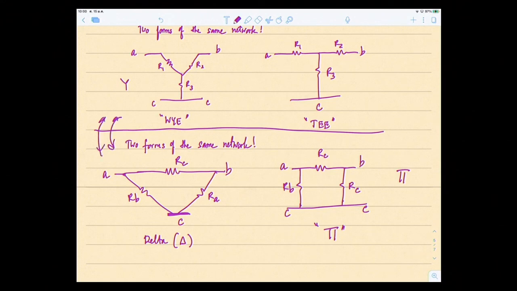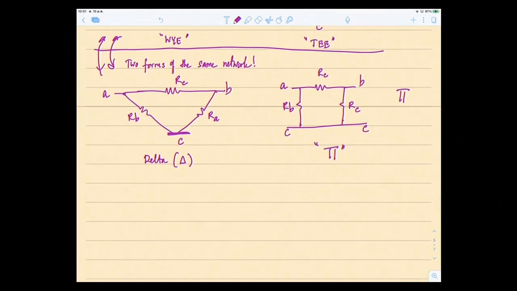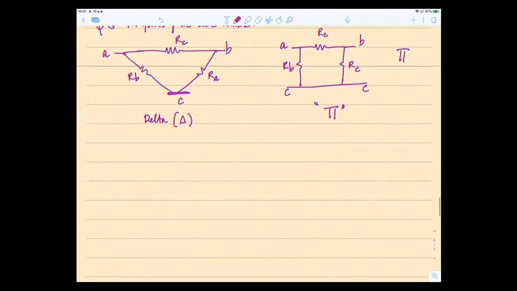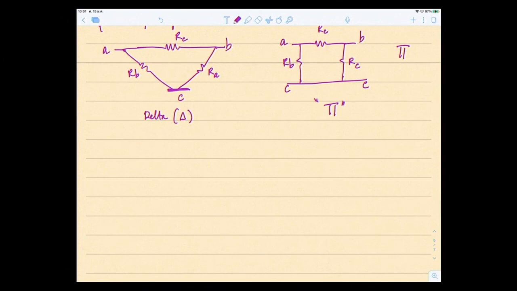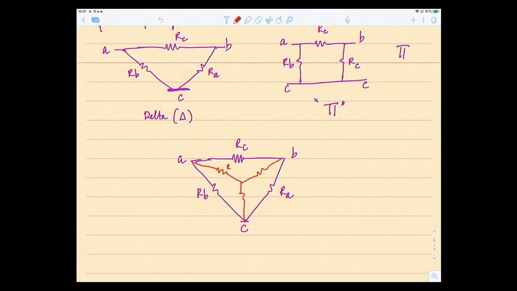Of course there are formulas to remember, so you have to find a way to remember them. I'm going to start like this. This is C, B, A. Opposite to C is RC, then RA, RB, and the Y is inside here, the red color, so R1, R2, and R3.